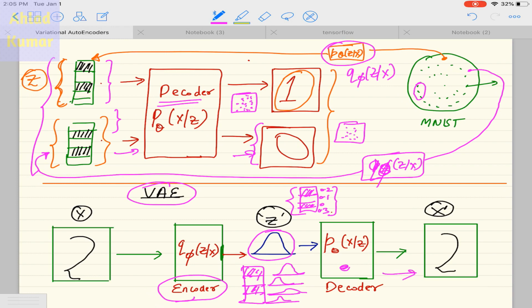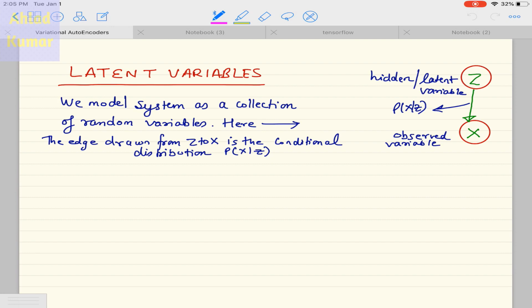So that is the overall view of variational autoencoders. Let's discuss these things in more detail. Before discussing the overall view in more detail, let's discuss the concept of latent variables. The latent variables are the Z variables. We call them latent variables because they are hidden variables.